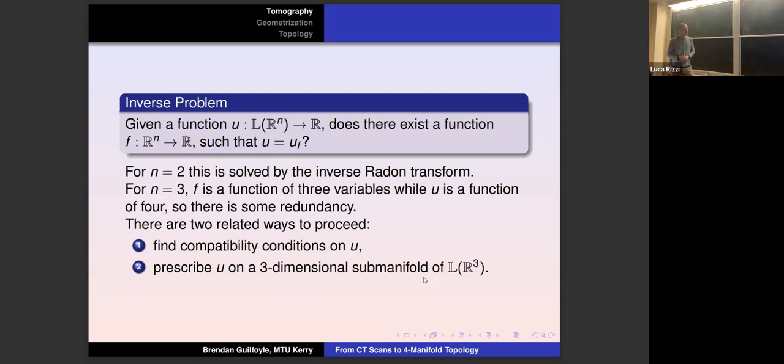for it to come from an integral over lines in R3. The other thing you could do is cut down the dimension, and instead of saying this function u is defined on all four-dimensional space of oriented lines, just take it over a three-dimensional submanifold. So these are two different ways that you could look at it. One is a function on four-dimensional space with some equation, with a compatibility condition. The other is to prescribe it on a three-dimensional submanifold and then extrapolate it out.